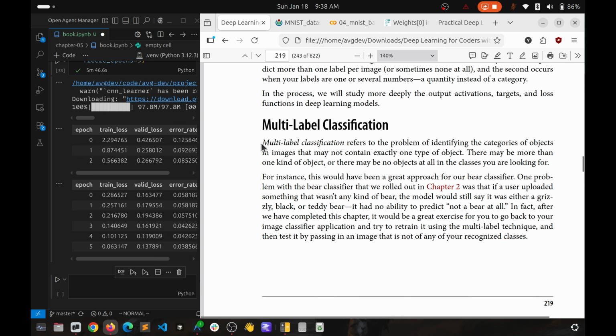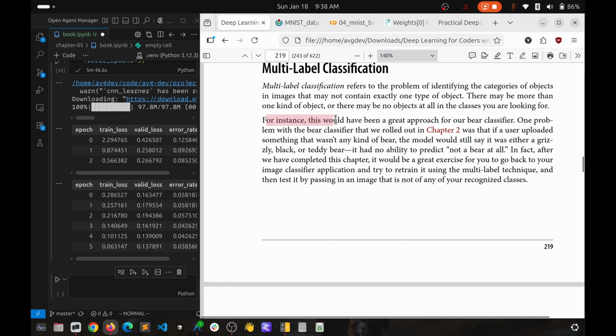Multi-label classification. Multi-label classification refers to the problem of identifying the categories of objects in images that may not contain exactly one type of object. There may be more than one kind of object, or there may be no objects at all in the classes you are looking for. For instance, this would have been a great approach for our bear classifier. One problem with the bear classifier that we rolled out in chapter 2 was that if a user uploaded something that wasn't any kind of bear, the model would still say it was either a grizzly, black, or teddy bear. It had no ability to predict not a bear at all.